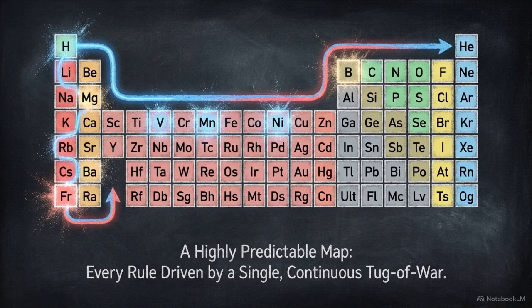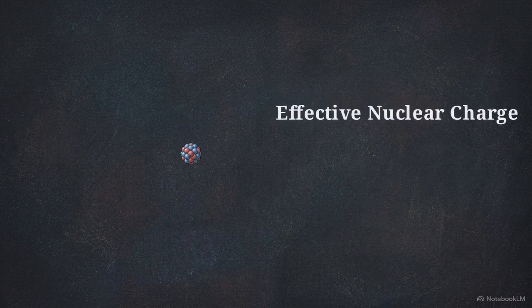Look closely at the periodic table. This grid functions as a highly predictable map, where every rule is driven by a single continuous tug-of-war. We call this tug-of-war effective nuclear charge, or Z-star.